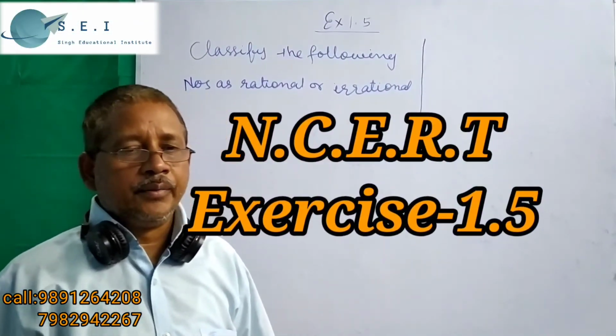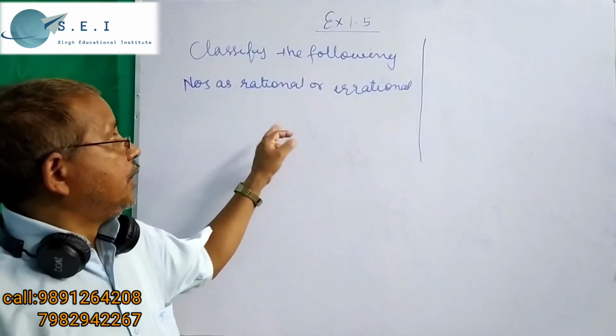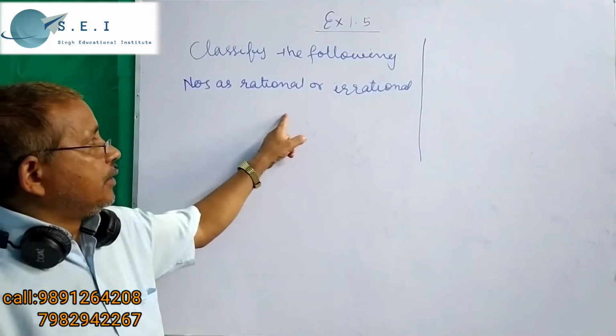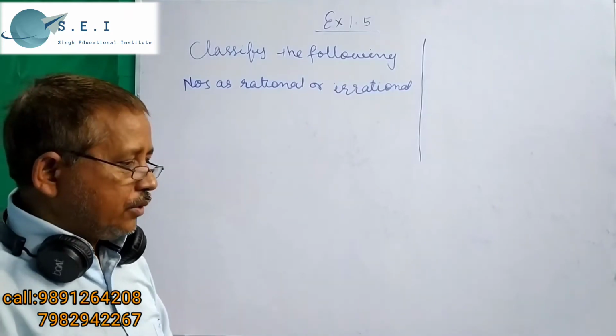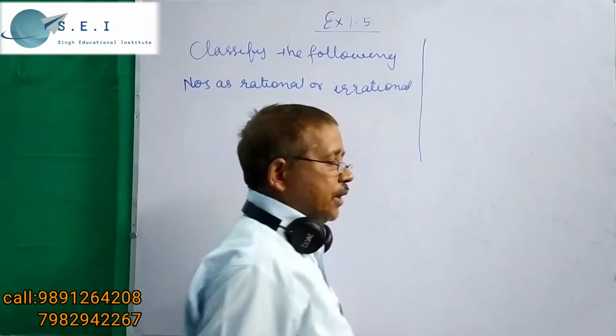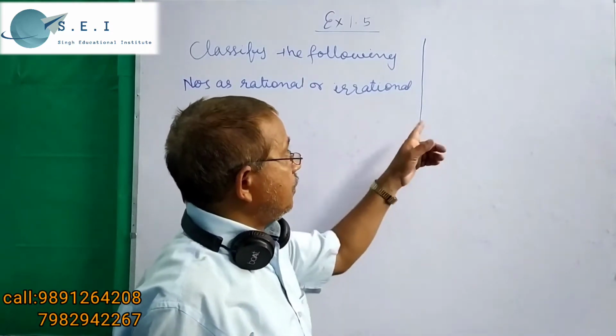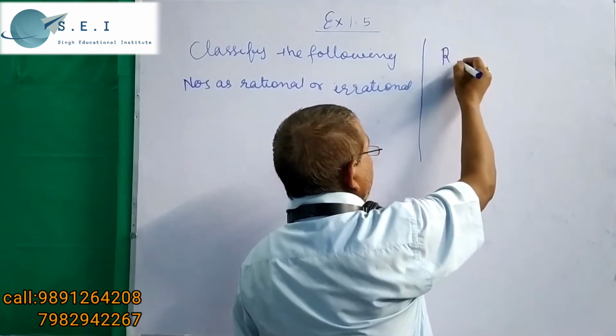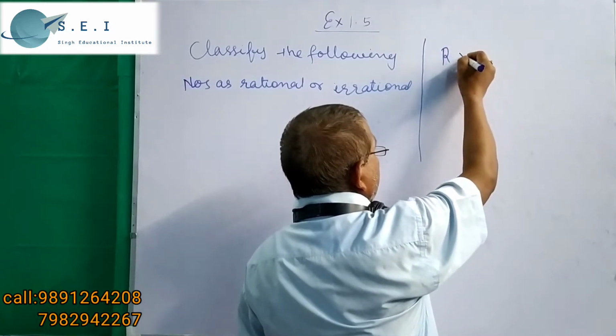Exercise 1.5, question number 1. Classify the following numbers as rational or irrational. So, first, to understand this question, we need to know the rules for rational and irrational numbers under operations.